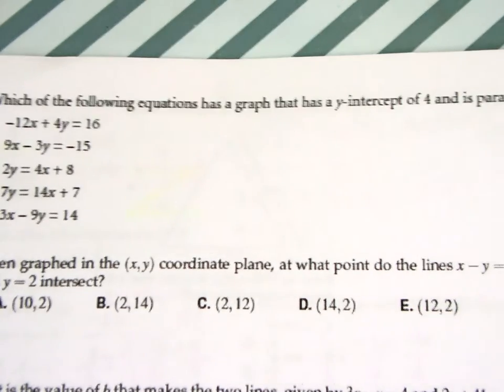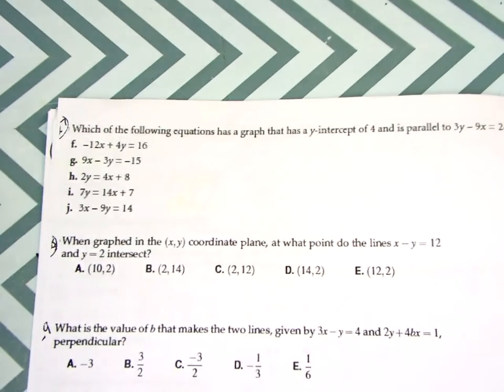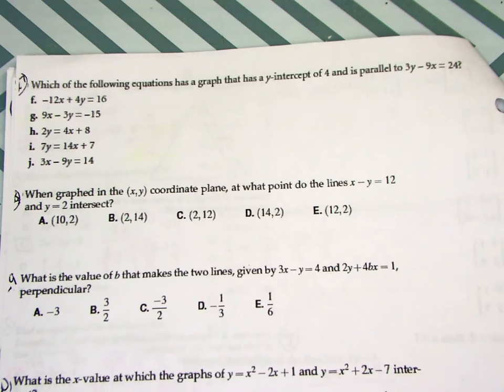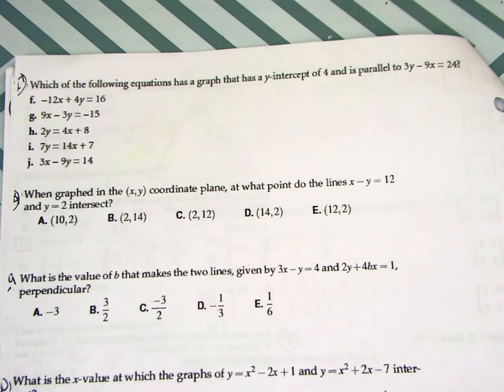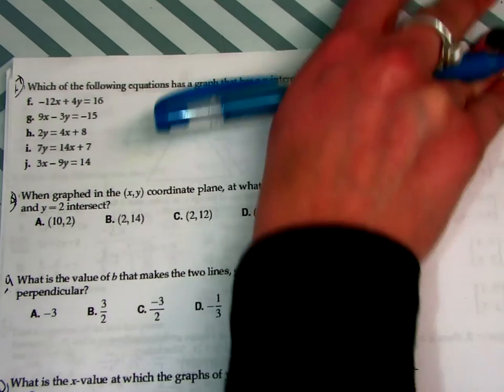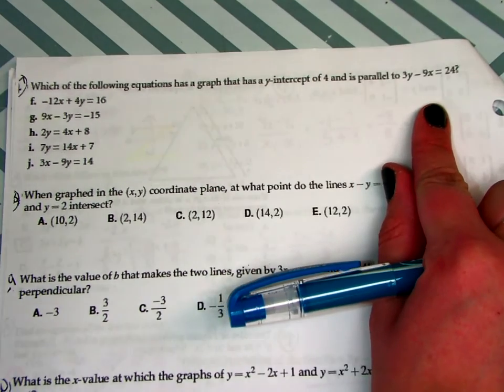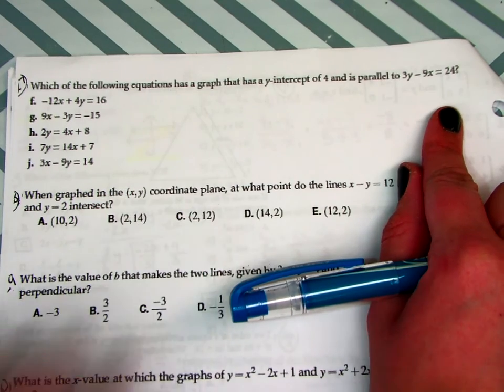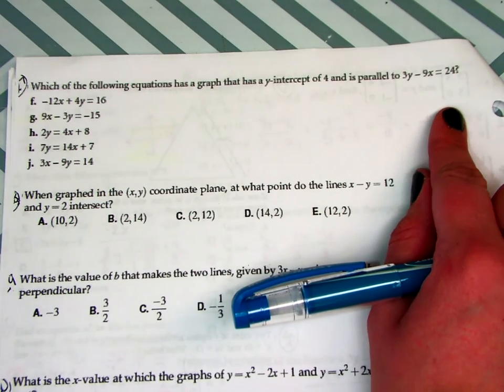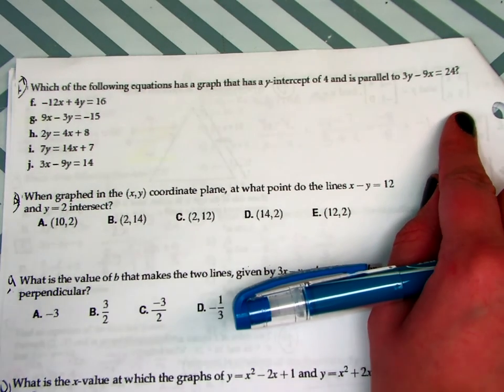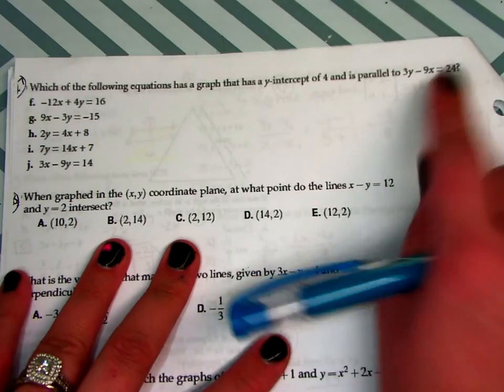All right, I'm going to zoom out best I can to try to get this whole problem in here. Which of the following equations has a graph that has a y-intercept of 4 and is parallel to 3y minus 9x equals 24? First thing you have to do is find the slope. So I'm going to solve for y on this one, because you can't identify the y-intercept and things like that until you actually know what it is. In this form, that's not possible.